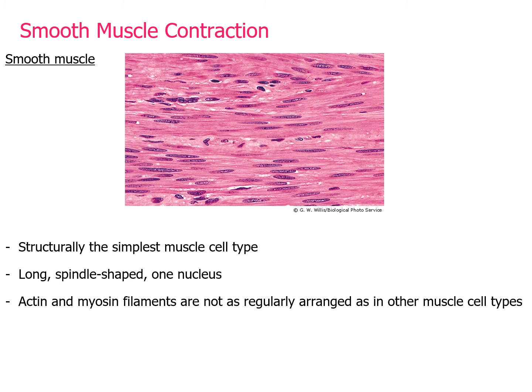You have a single cell. I'm going to see if I can draw something that resembles a single cell. So you have a single long, spindle-shaped cell with a single nucleus, and these are arranged in large sheets, cells running parallel to each other. You can see up here in the diagram.